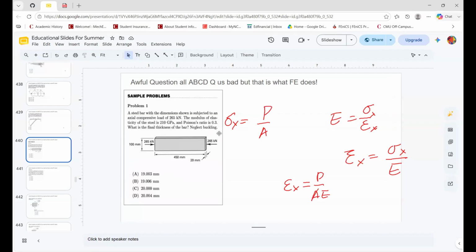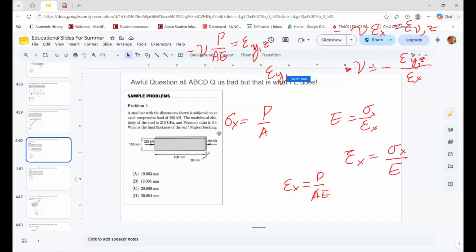But let's have Poisson's ratio here, which equals negative epsilon y,z over epsilon x. So that would mean that we can plug this in: negative v epsilon x equals epsilon y,z. So you can imagine if you combine these two, negative v P over A E equals epsilon y,z. And with that, we can put that into our delta. But let's just do it.